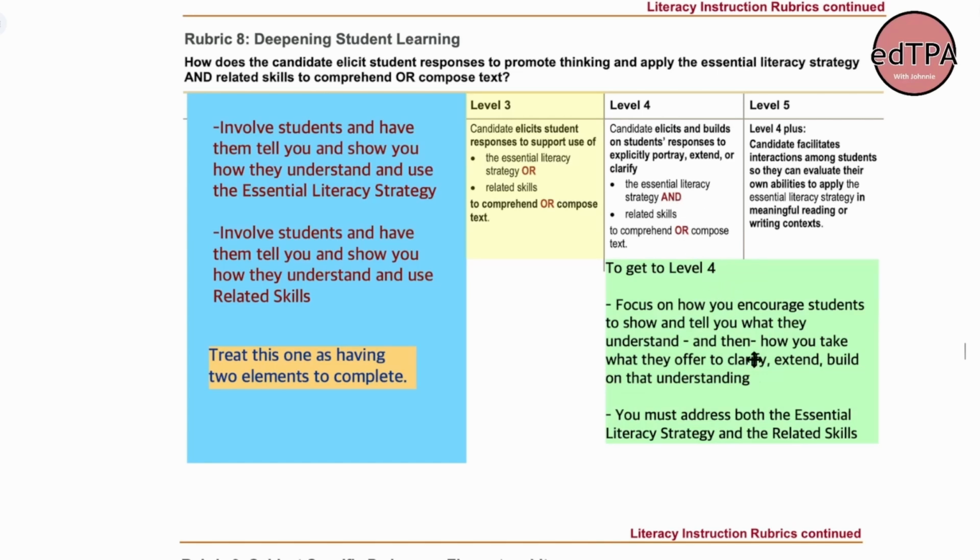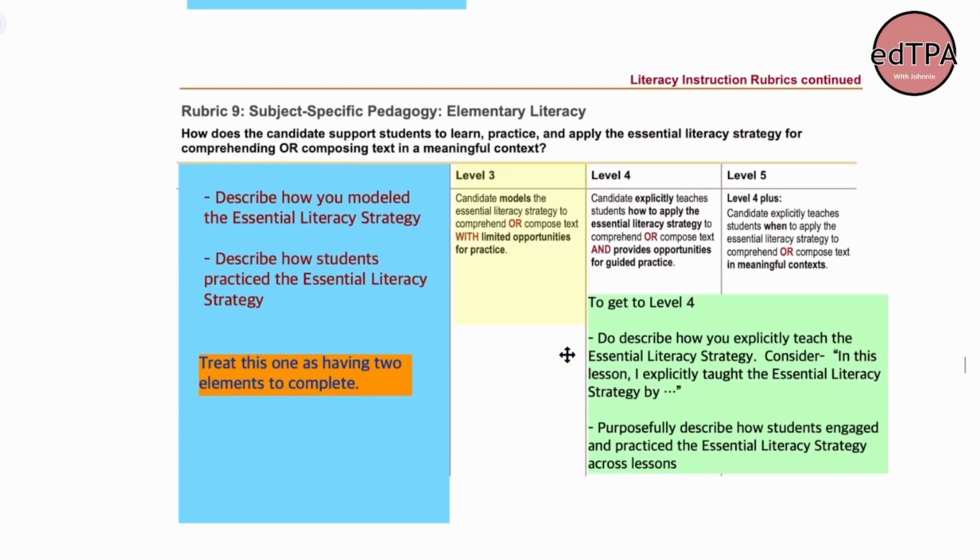To get to level 4, focus on how you encourage students to show and tell you what they understand, and then how you take what they offer to clarify, extend, build on that understanding. You must address both the essential literacy strategy and related skills. So this is rubric 8. Let's go to rubric 9.